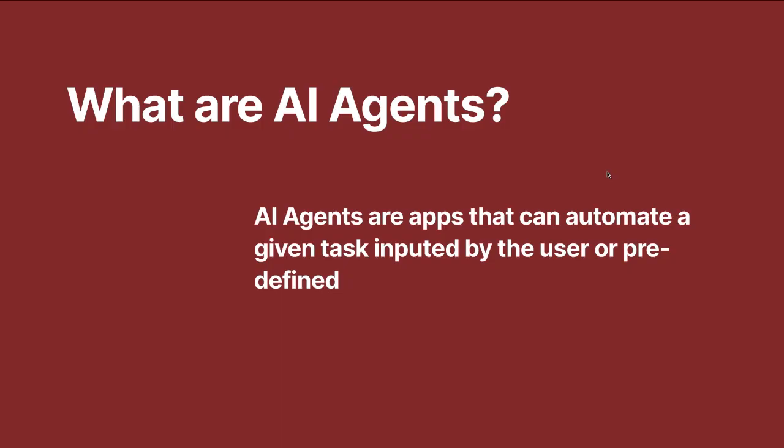What are AI agents? AI agents are apps that can automate a given task inputted by the user or predefined. Basically, AI agents are workers. If I tell you every day at 5 o'clock you have to make me a cup of tea and give it to me, AI agents do exactly that without needing any human intervention.